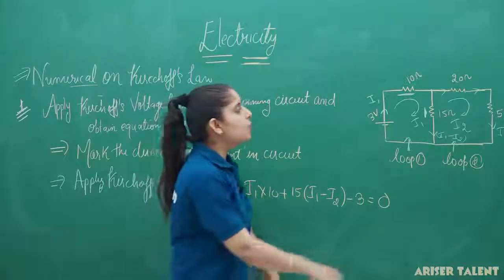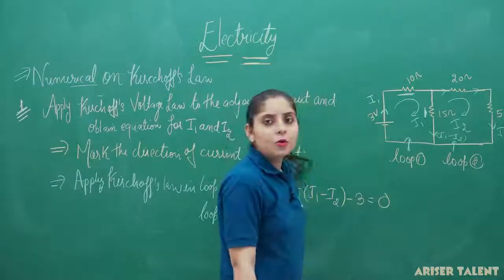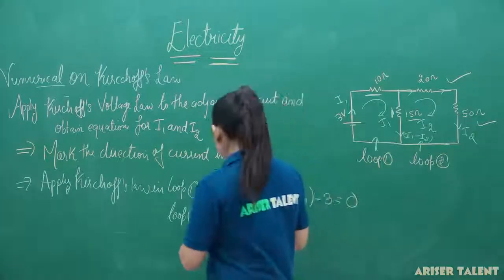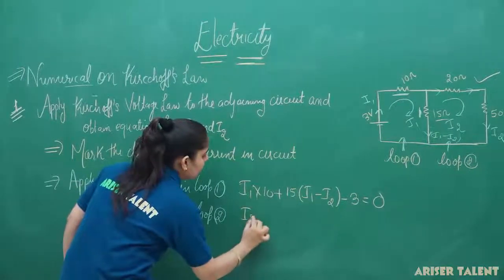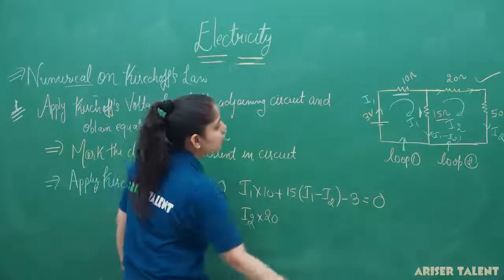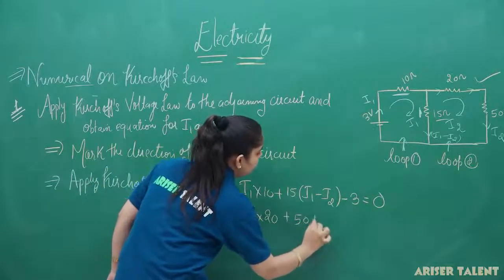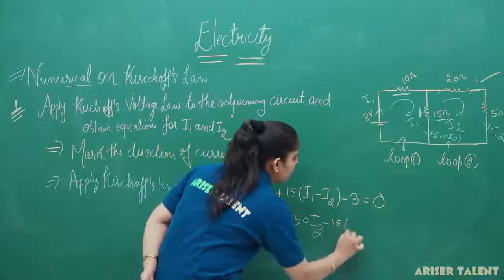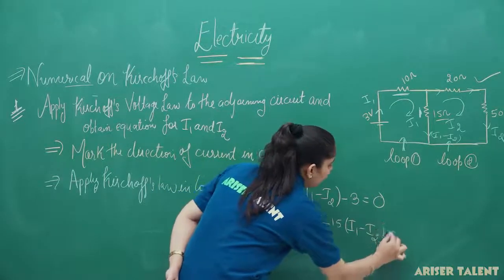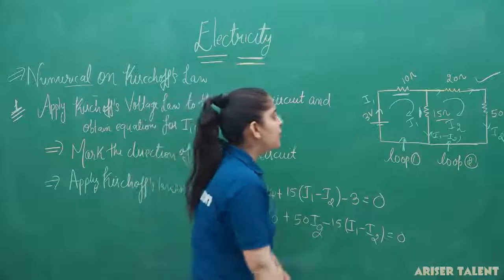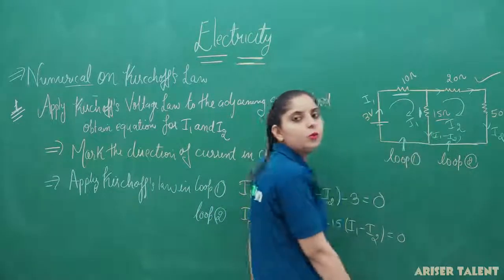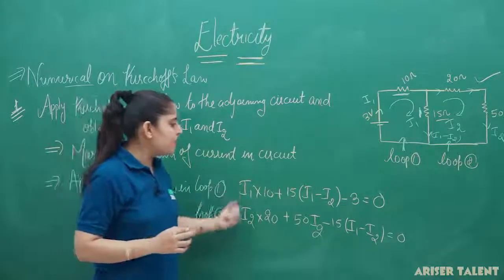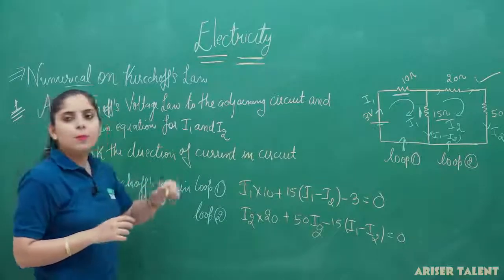Now, let us take loop 2. How many resistances are connected in loop 2? You can see that we have 3 resistances, 20 ohm, 50 ohm and 15 ohm. So, it must be equal to I2 into 20 plus 50 into I2 minus 15 multiplied by (I1 minus I2). Why am I taking the minus 15 here? Because we are going in the direction opposite to that of the current. Here we have taken inverse directions. So, these are the two equations we are getting for loop number 1 and loop number 2.